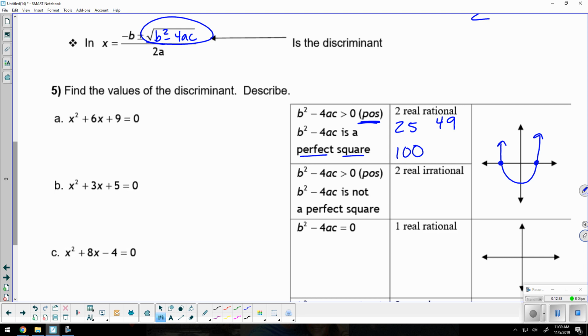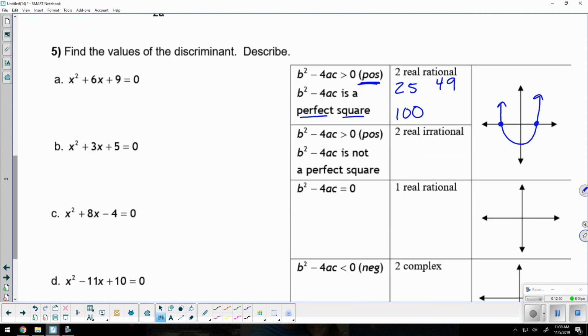Even if you do b squared minus 4ac and it comes out to be a positive number, but it's not a perfect square, let me give you an example of that, like 26, 40, 55. These are all positive numbers, but they're not perfect squares. You would still see the same thing graphically. You would still see a parabola crossing over the x-axis in 2 spots.